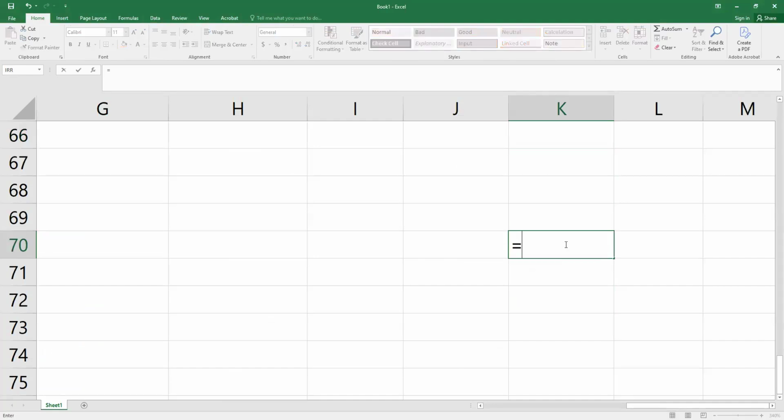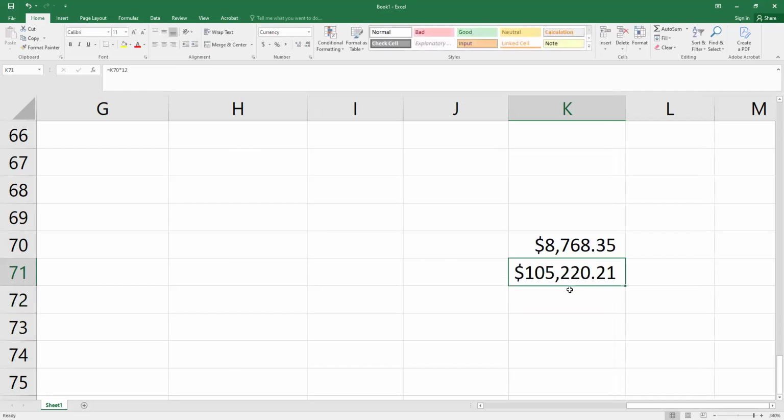PMT: rate is 9.5%, number of periods is 12, present value is 100,000. That should be divided by 12. Okay, 8,767.68. But this is multiplied by 12. So in 1 year, I will get this one, and minus 100,000 will give you the total interest paid.